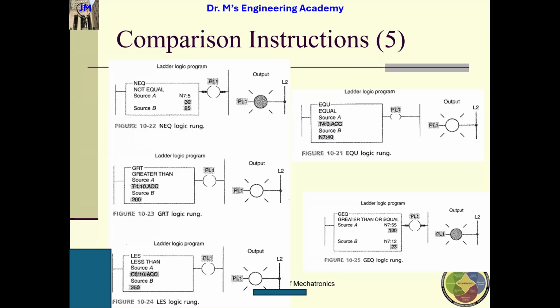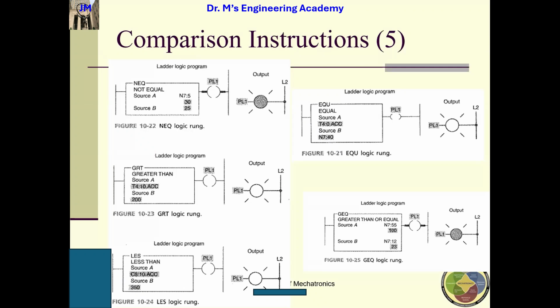So this is equal. Source A, source B. Both of these two are addresses. Address A, address B. The first address is the timer's ACC, T4, timer, C5, counter. You can have T4:1, that means first timer, T4:2 second timer, C5:1 is first counter, C5:2 is the second counter. You compare these two. If these two are equal to each other, then this palette light will be turned on.